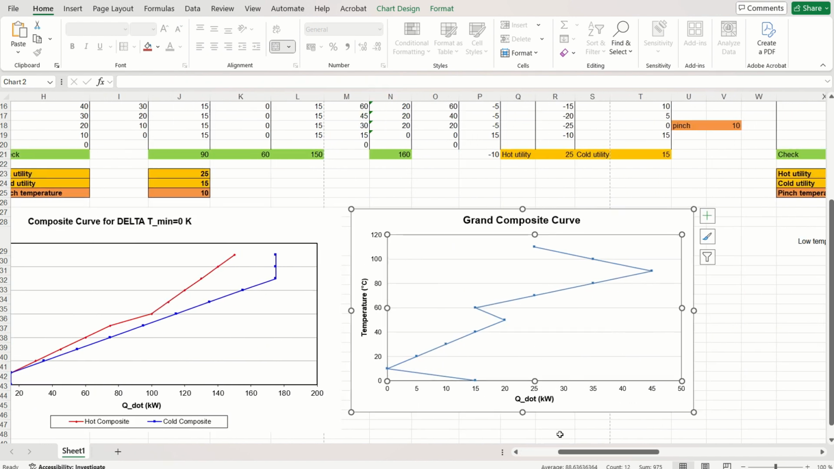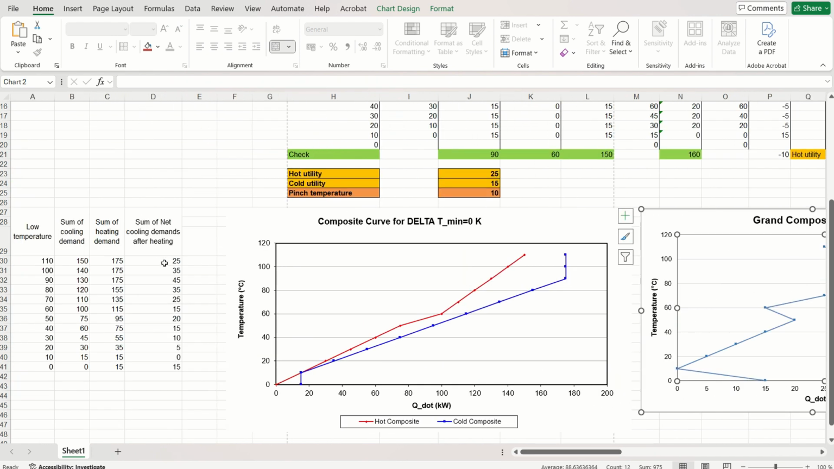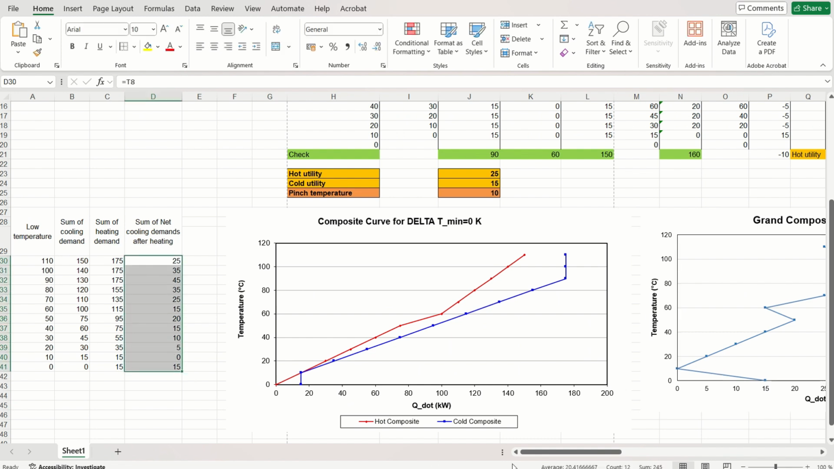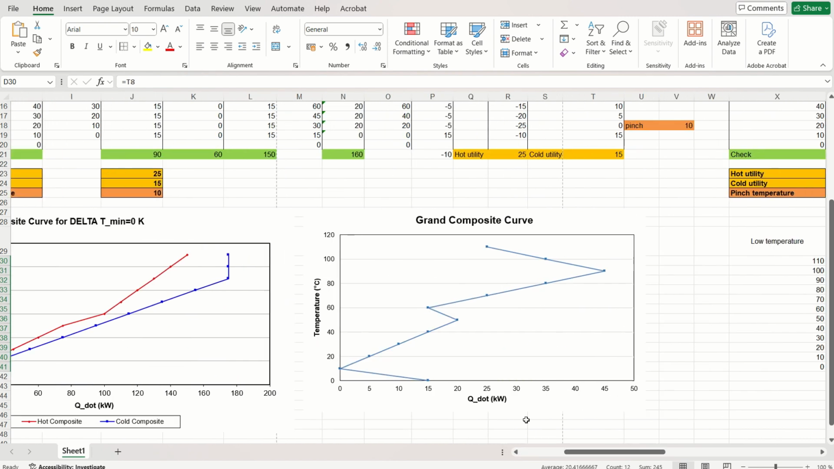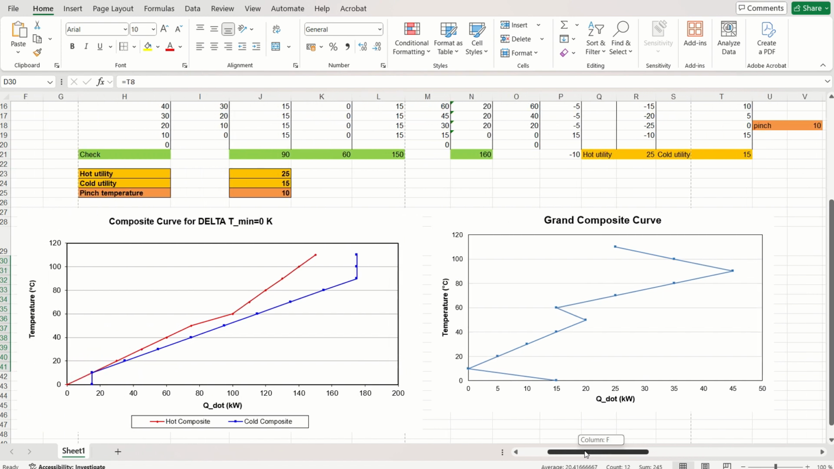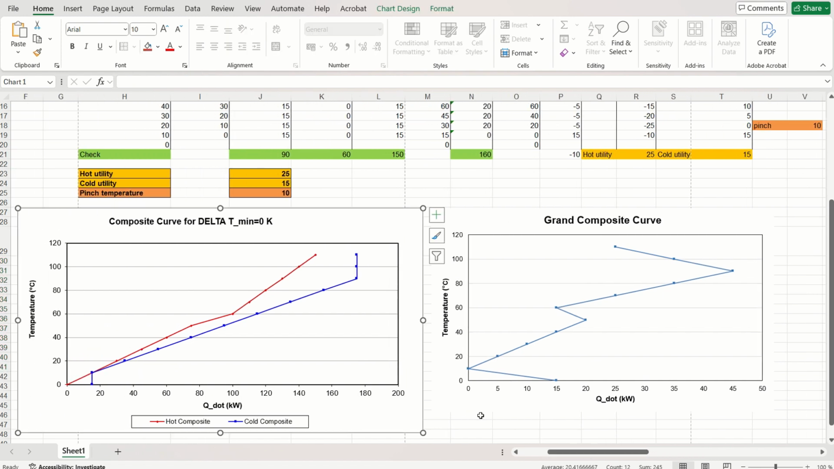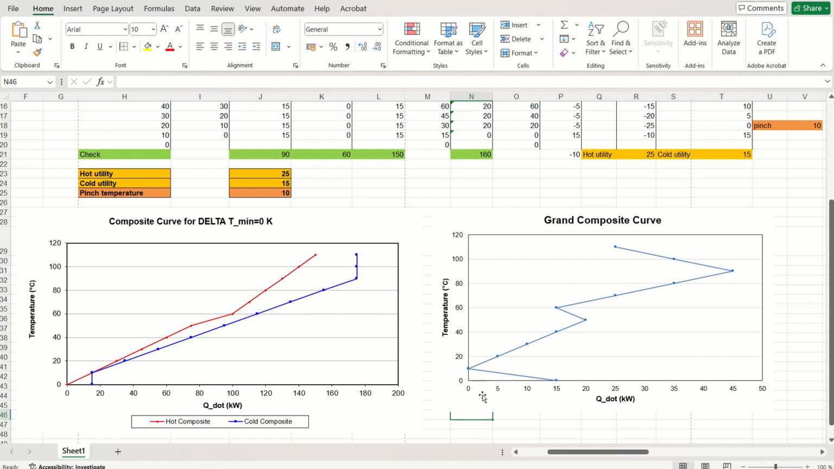Similarly, we can plot the grand composite curve, which is the sum of net cooling demands after heating, that is, after the heat recovery and after adding the external heating utility. It gives us the net heat flow characteristics of both hot and cold streams. If we compare the two graphs, it is evident that the heat flow requirement of the process streams has decreased significantly.